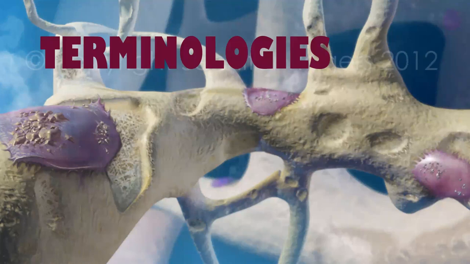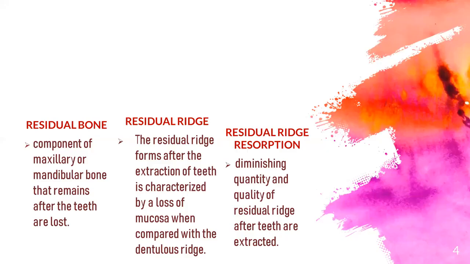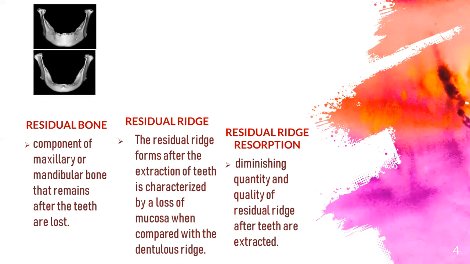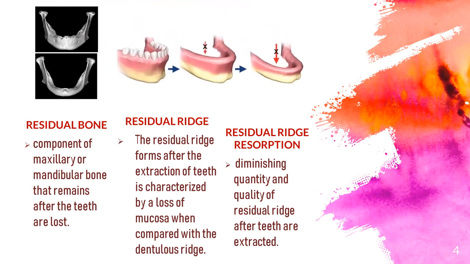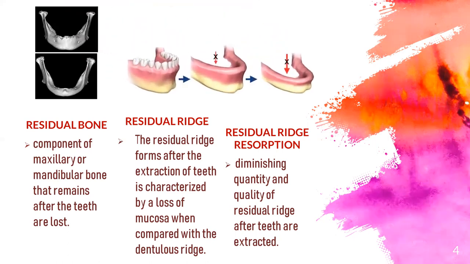Before we move further into the lecture, let's just take a look at a few terminologies. These are residual bone, residual ridge, and residual ridge resorption. Let's see what a residual bone is. It is that component of maxillary or mandibular bone that remains after the teeth are lost. Residual ridge, meanwhile, forms after the extraction of teeth and it's characterized by a loss of mucosa when compared with the dentulous ridge.